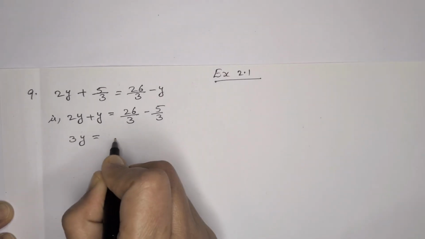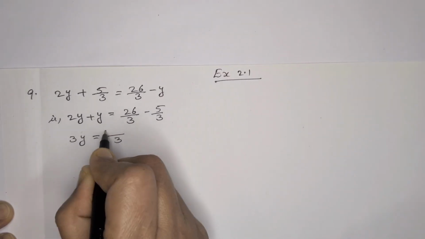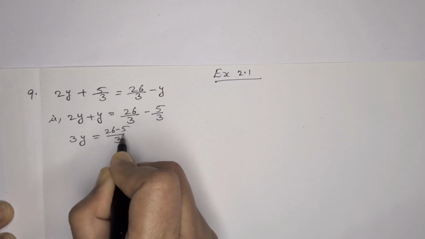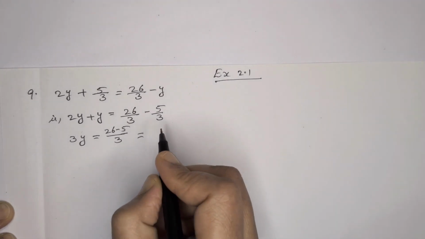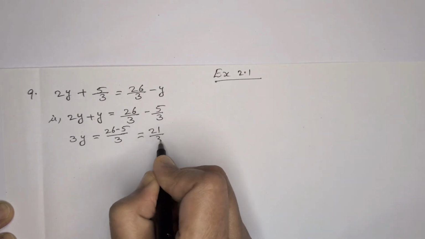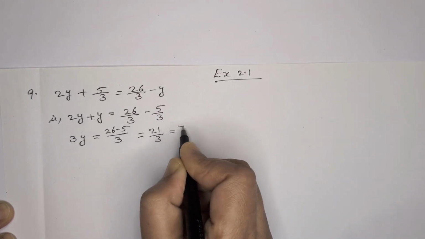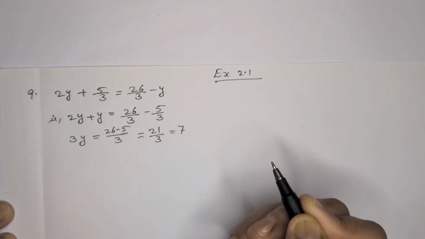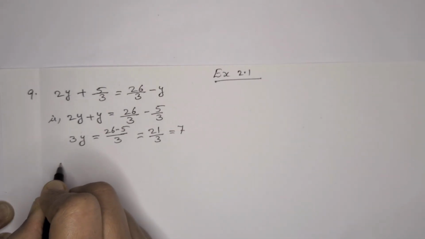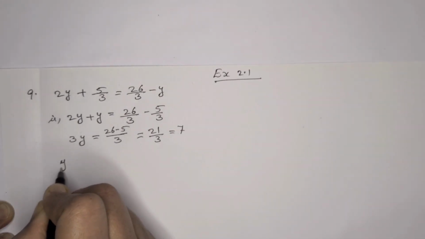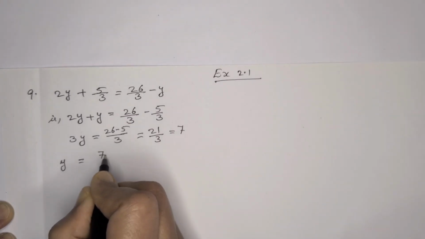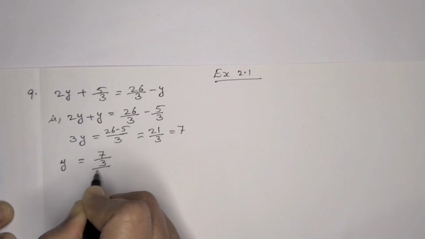Here, same denominator. So we can write (26 - 5)/3, which is equal to 21/3. That is equal to 7. We can divide by 3. Then we got 3y = 7. Therefore y = 7/3.